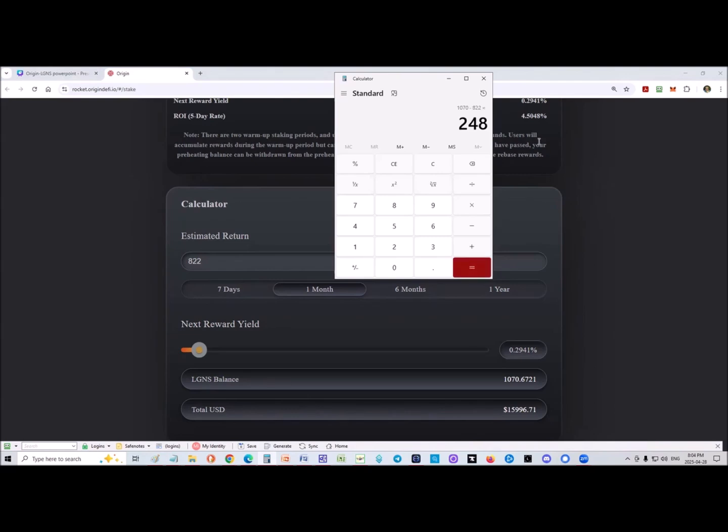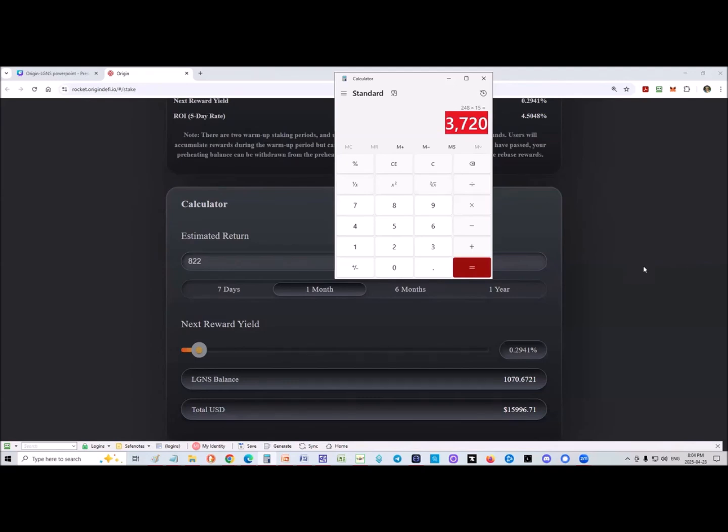Now the question is, how many LGNS did I earn in that 1 month period? We're going to take our end point and subtract our start point to find out what the difference is. So 1070 minus 822. We have made and profited 248 LGNS in that 1 month period. But what does that mean? 248 LGNS times the current market value of $15 is going to give us $3,720 profit in a 1 month period.